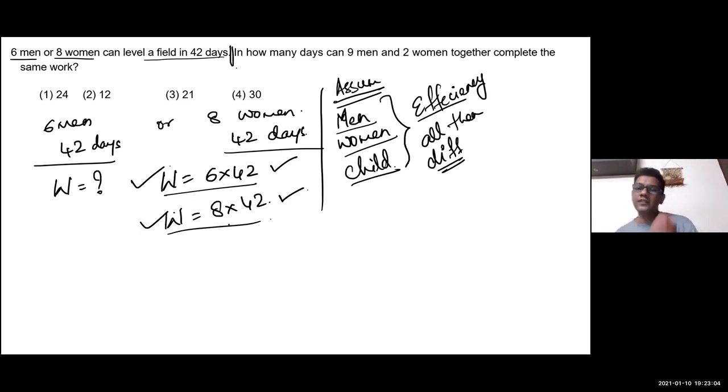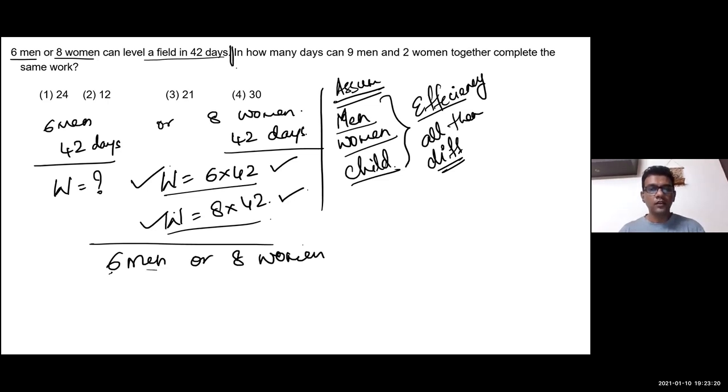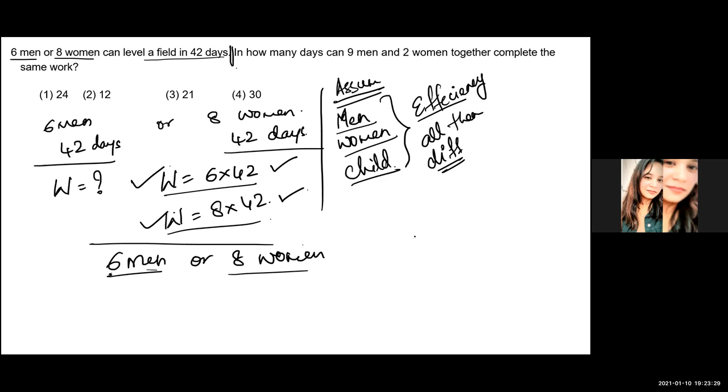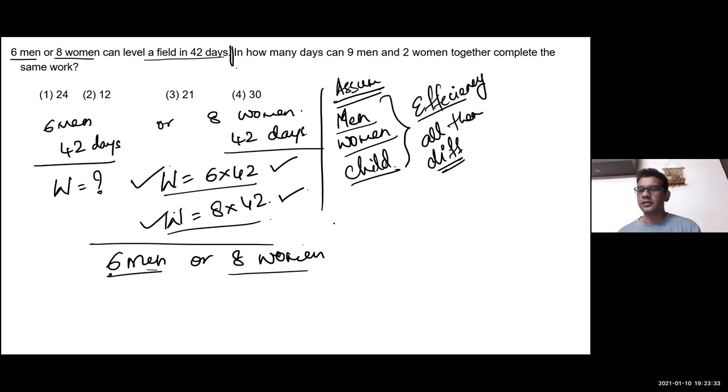तो अब इसको solve कैसे करेंगे? How do we solve this? The information that is given, 6 men or 8 women. Can someone tell me what does this actually mean? Can you tell me what does 6 men or 8 women mean? At a particular time, only men are working, and at a different time, only women are working. Okay, so that's one. Is there any other information?